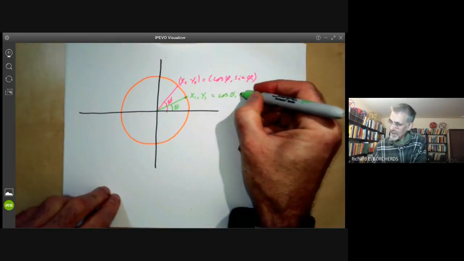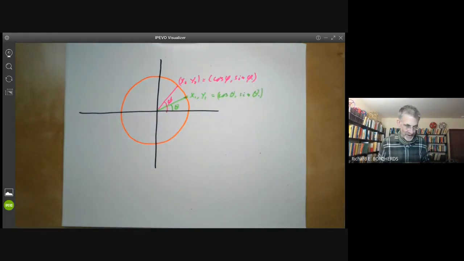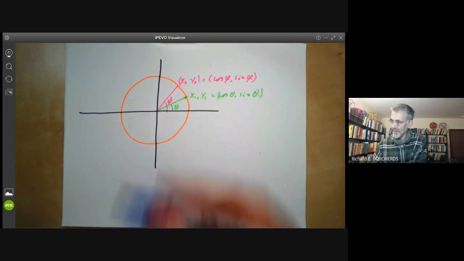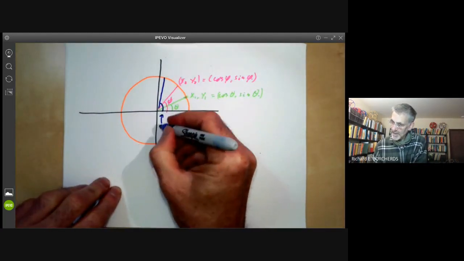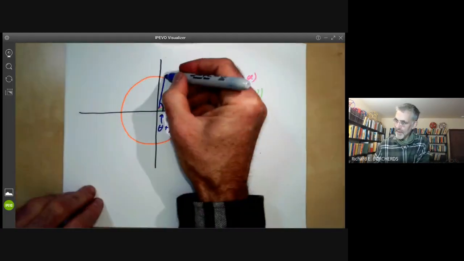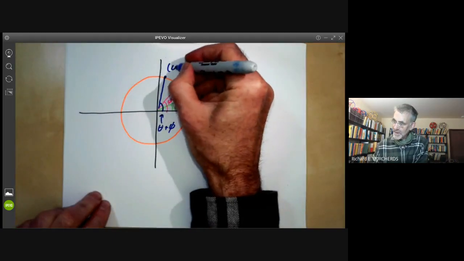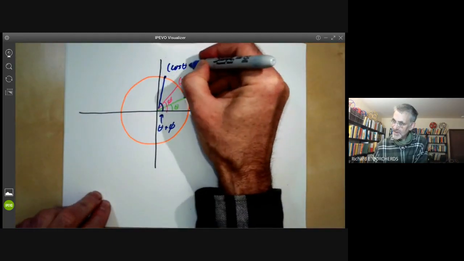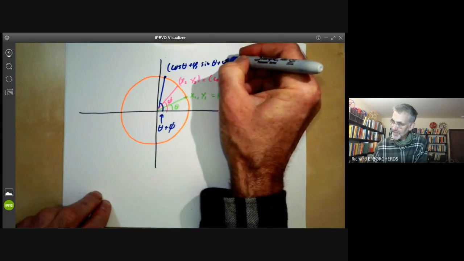And now what I'm going to do is I'm just going to add up theta and phi. So now I'm going to have this angle here is going to be theta plus phi, and the coordinates of this point will be cosine of theta plus phi, sine of theta plus phi.